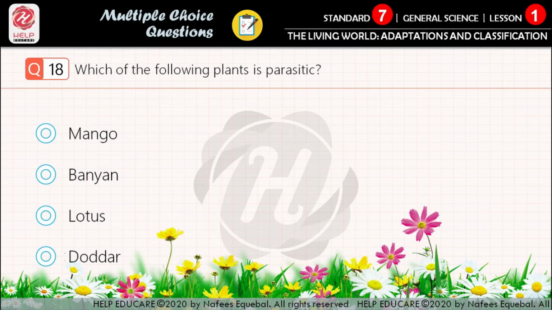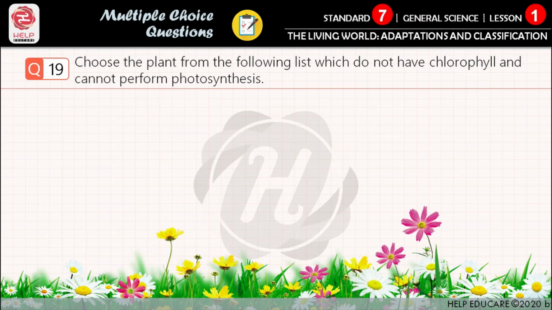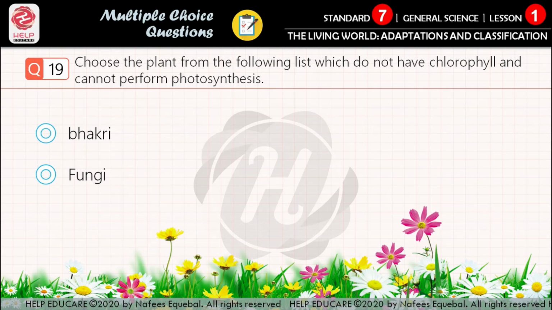Correct answer is dodder. Question number 19. Choose the plant from the following list which do not have chlorophyll and cannot perform photosynthesis. First option, bhakri. Second option, fungi. Third option, banyan. Fourth option, lotus.